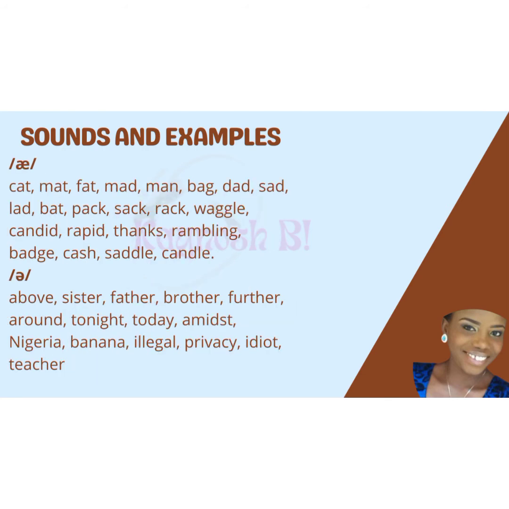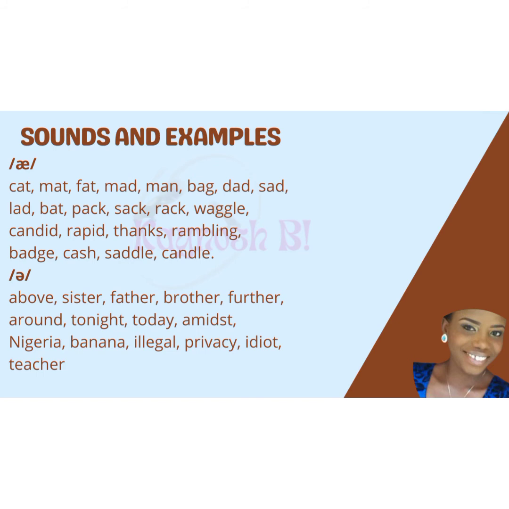Then you have the sound. You find it in words like cat, fat, mad, man, dad, sad, lad, bat, pack, sack, mark, and a whole lot of other words, waggle, candid, rapids, and other words like that. The sound, which is a schwa sound, you find it in words like above, sister, father, brother, around, tonight, today, amidst, Nigeria, banana, illegal, privacy, idiot, teacher.